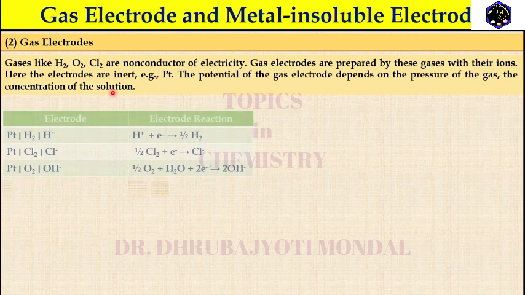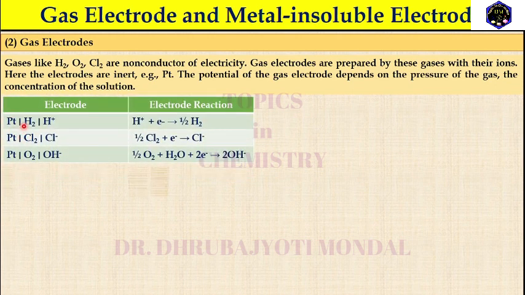So what are the examples? First you can see Pt, H2, H+. This is the first example. This is called hydrogen electrode. What is the cell reaction for hydrogen electrode? H+ plus electron converts to half H2. This is another electrode, Pt, Cl2, Cl minus. Here half Cl2 plus electron converts to Cl minus. So this is the cell reaction.